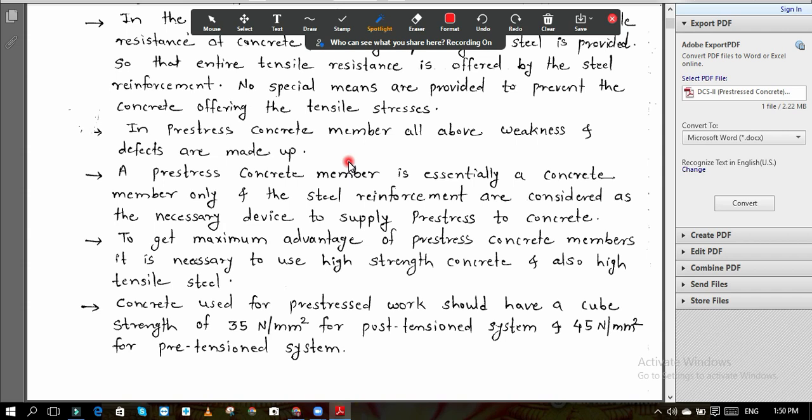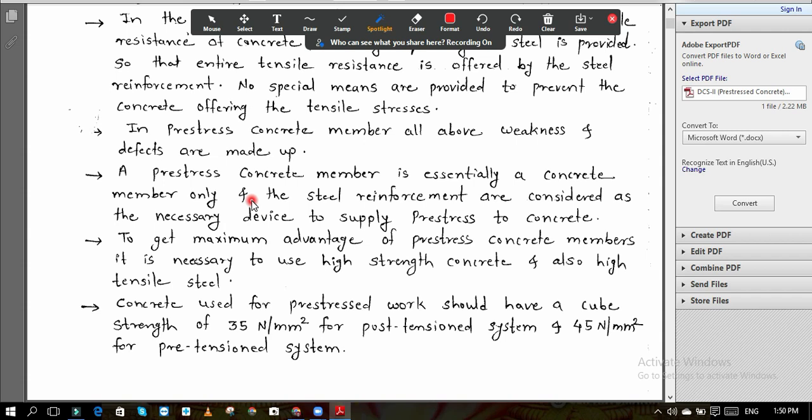Next point: a pre-stressed concrete member is essentially a concrete member only, and the steel reinforcement is considered as the necessary device to supply the pre-stress to concrete. So how is the pre-stressing force given to the concrete? How is the pre-stress applied to the concrete? Through these steel bars. In a pre-stressed concrete member, the pre-stressing force is not given directly to the concrete.